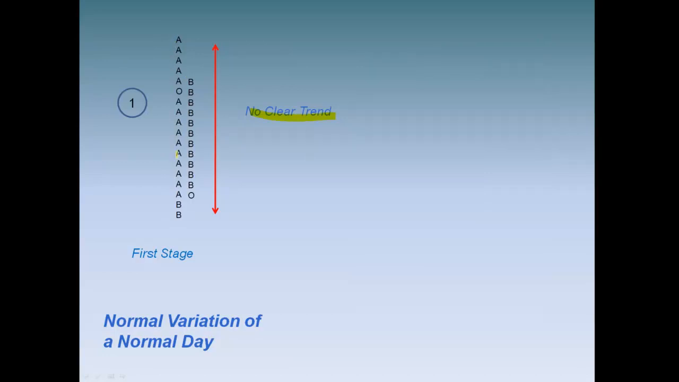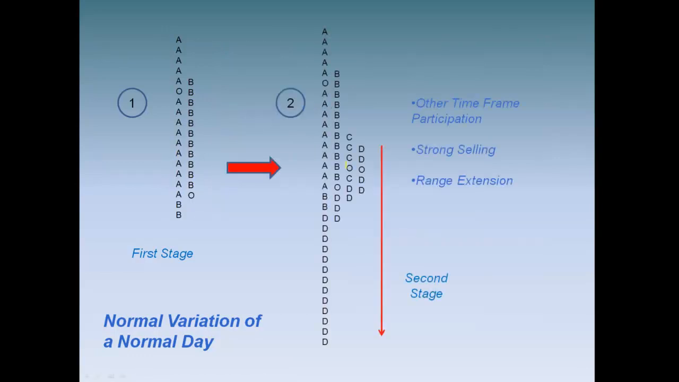We open with a small initial balance, and we stay within that initial balance. Take a look now at what happens in the second stage of this. All of a sudden, during the D period, we get a range extension. So the other time frame participant decides to step in. They didn't do it very early when we first opened. Perhaps the news event or the triggering factor was a little bit later in the day.